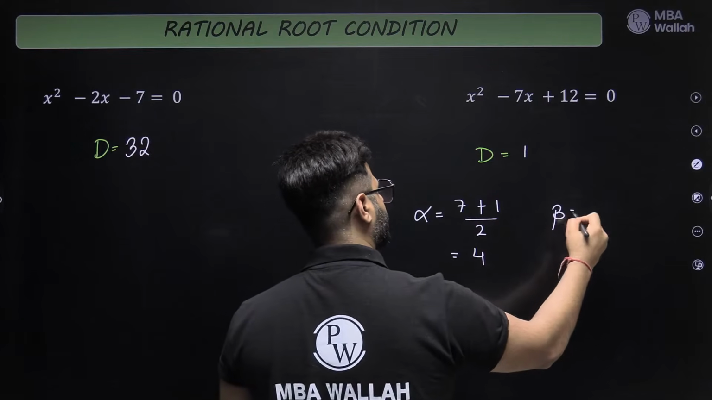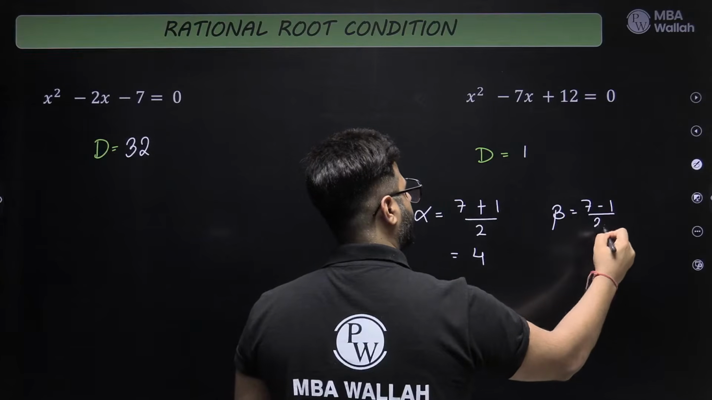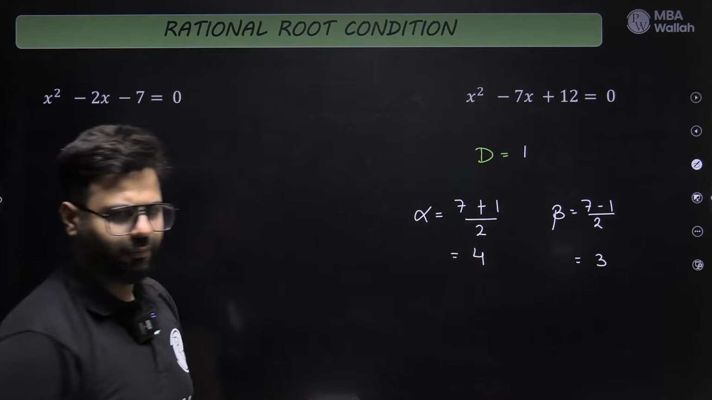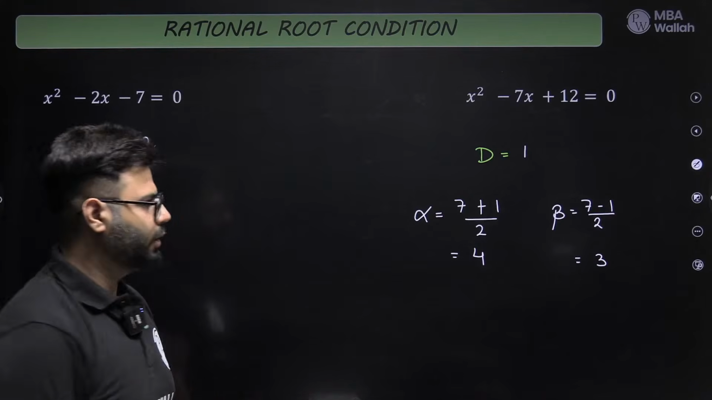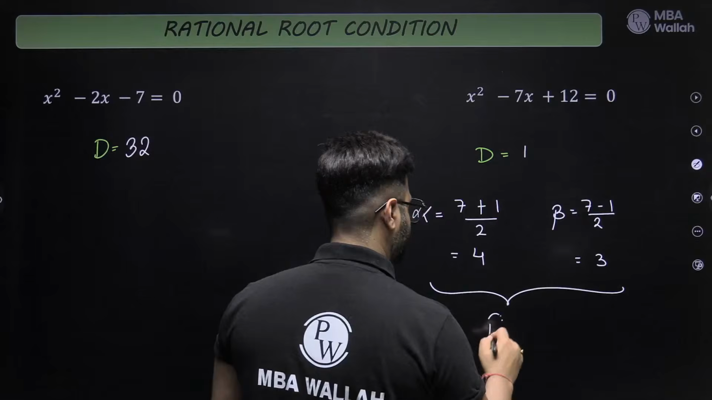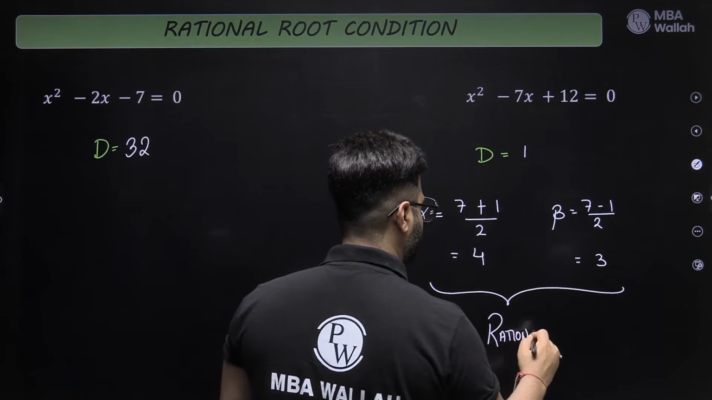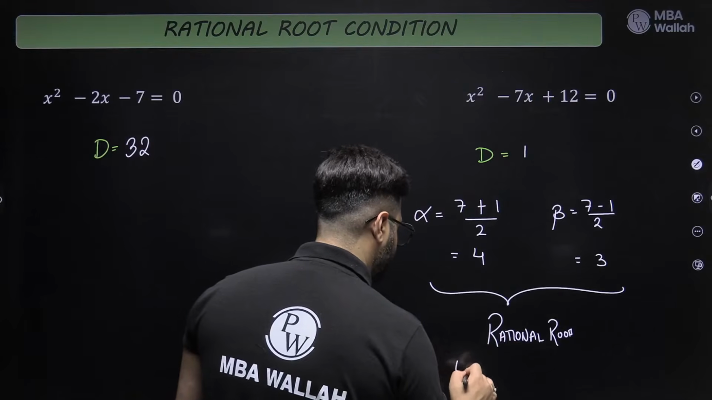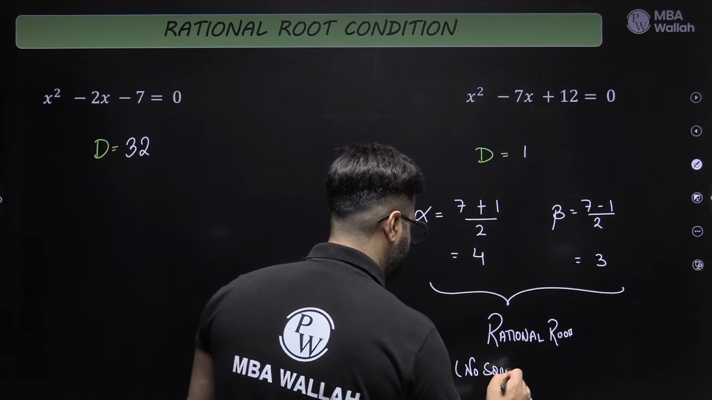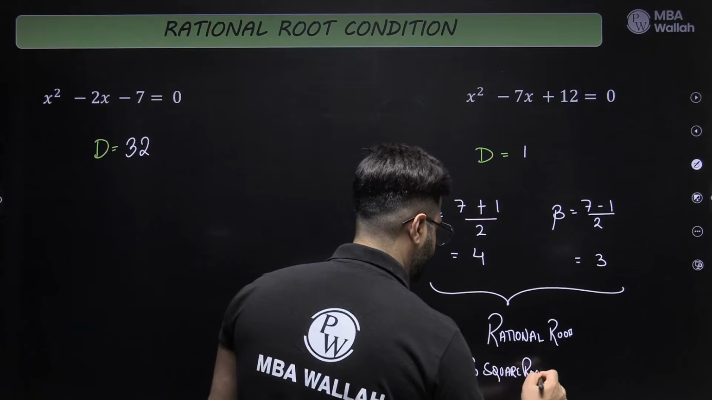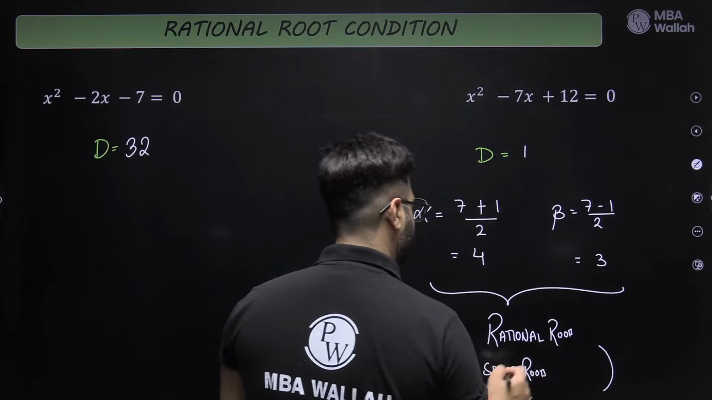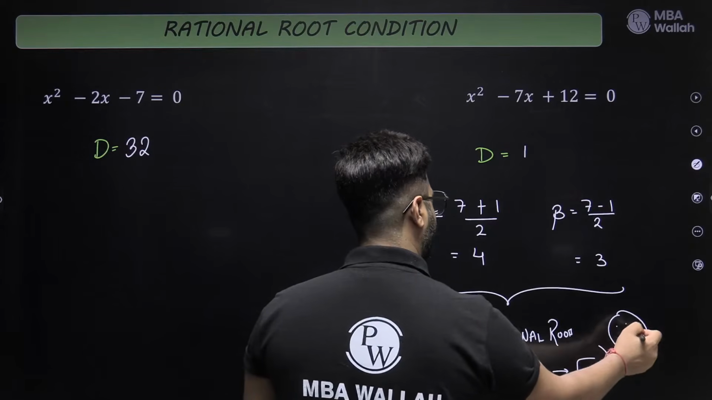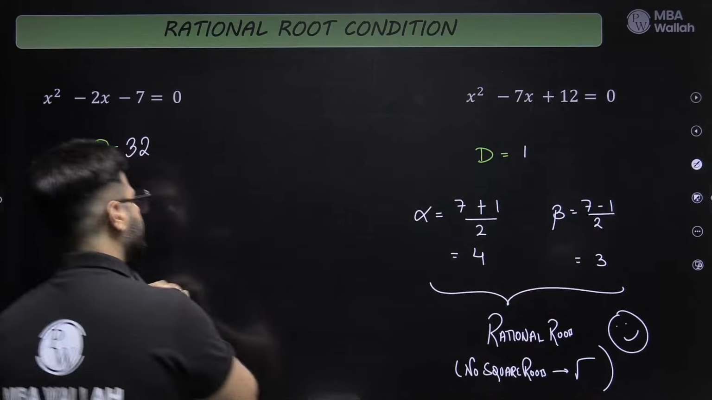Yes or no? Very beautiful roots. They are both rational, right? There is no square root over there. When there is no square root, they are rational roots, right? So what are these roots? These are rational roots. What do I mean by rational roots? No square roots, right? So I don't have any square root terms in my final answer. We cannot see any symbol like this. We are happy. But what about here, guys?